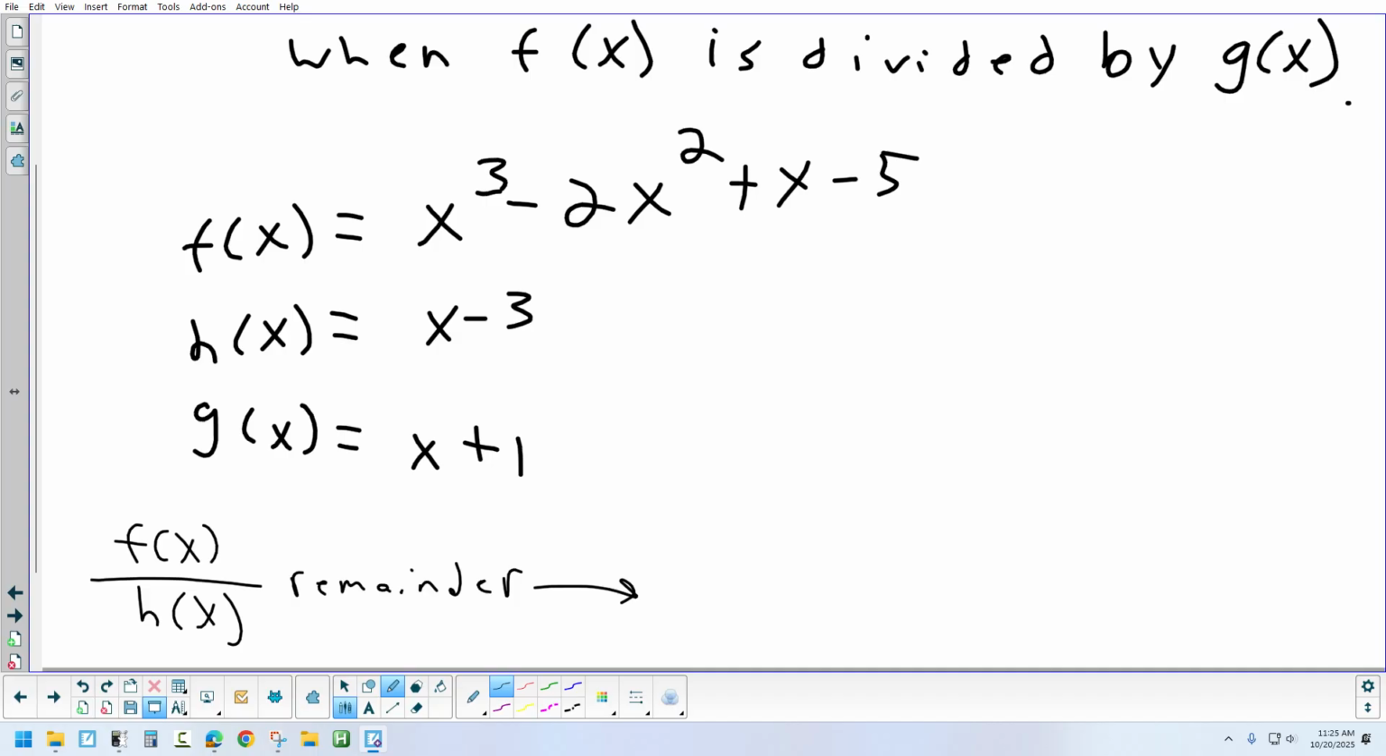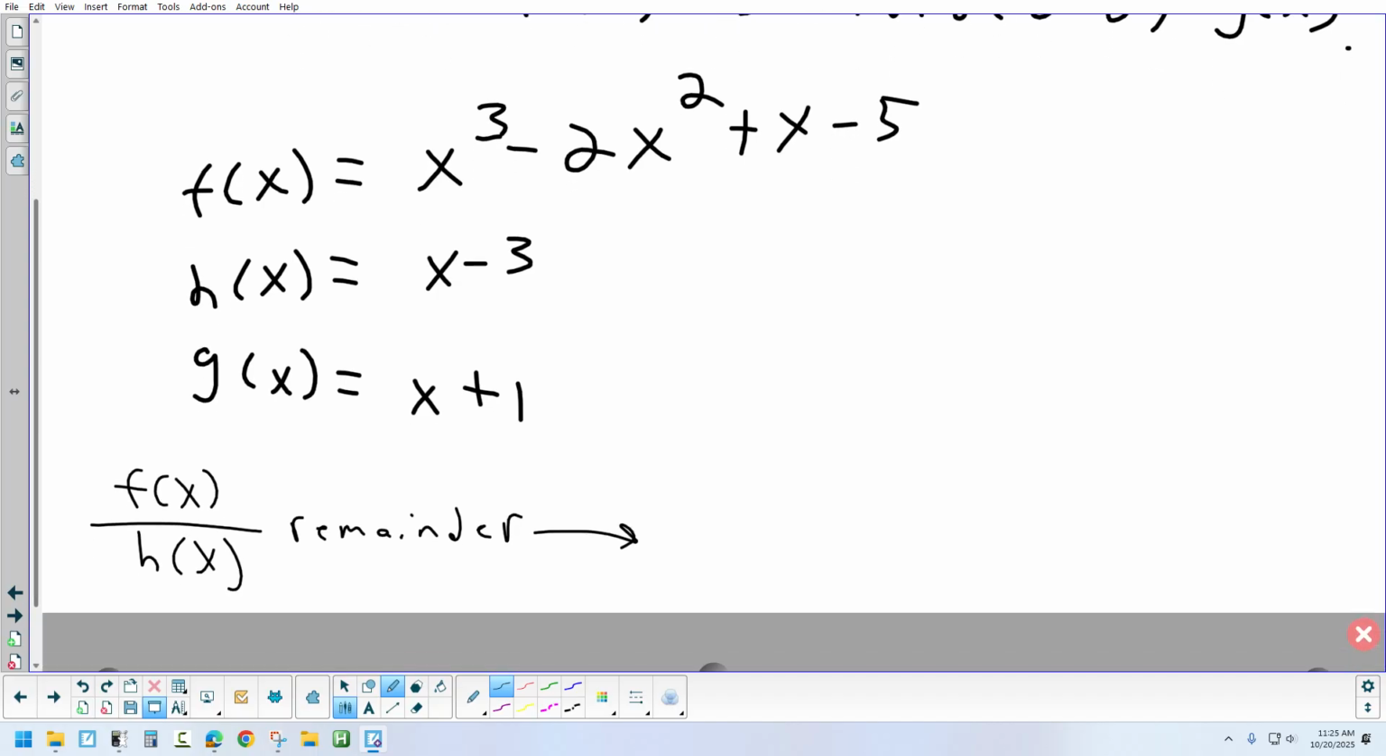And now, what number are we going to plug in, and where are we going to plug it in? Yeah, 3 into all the x's in f of x. Right, plug 3 into all the x's in the top. And that's going to give you your remainder. So we just have to figure out what f of 3 is.